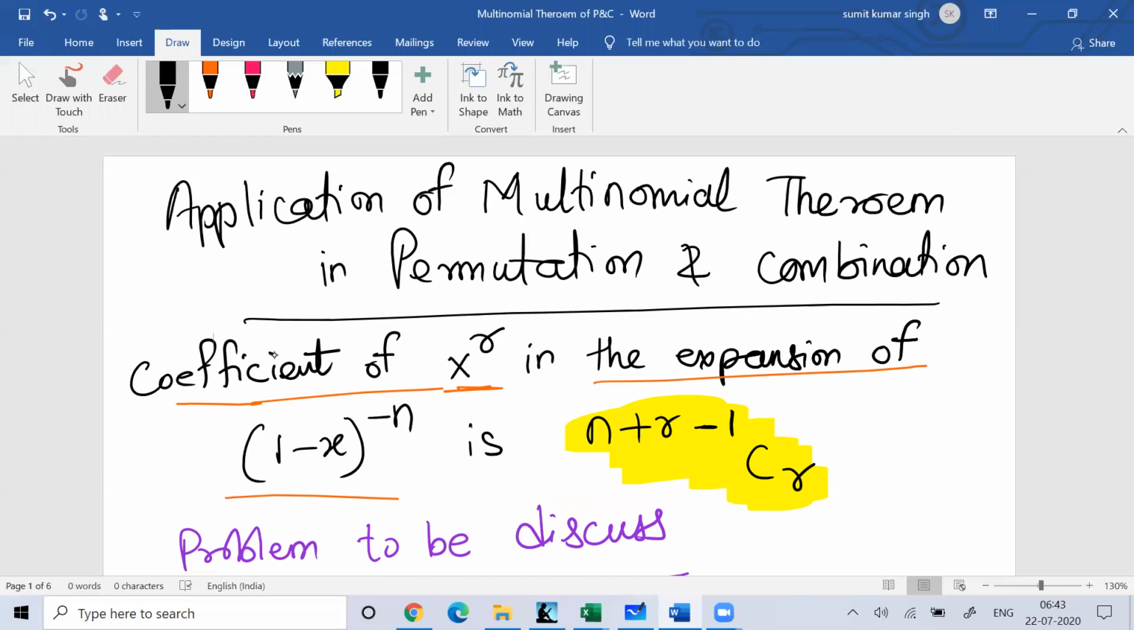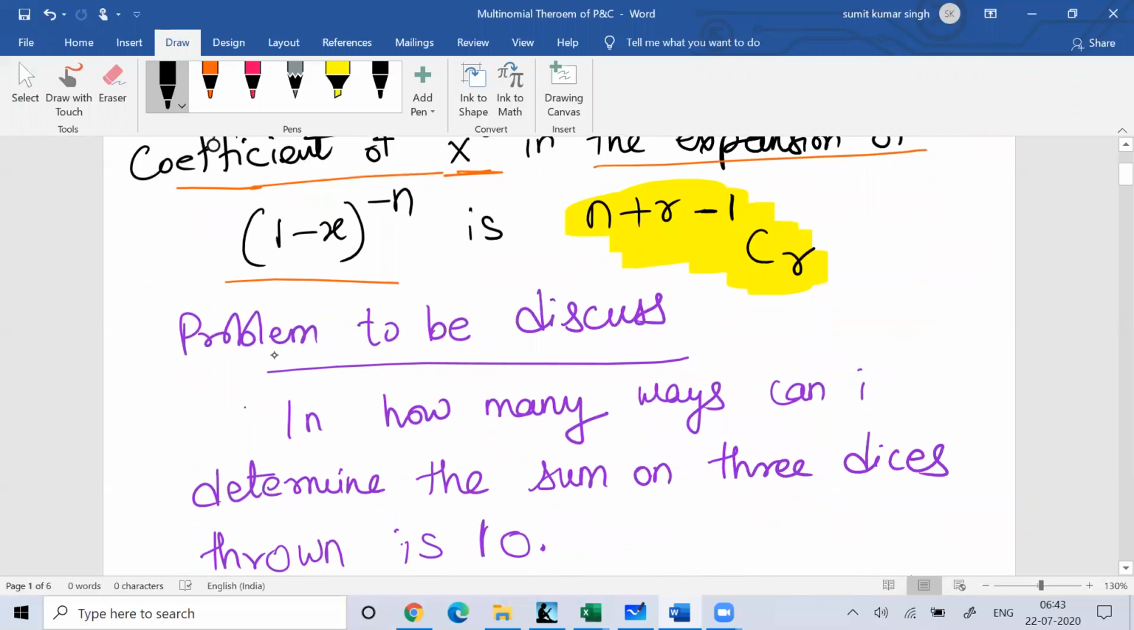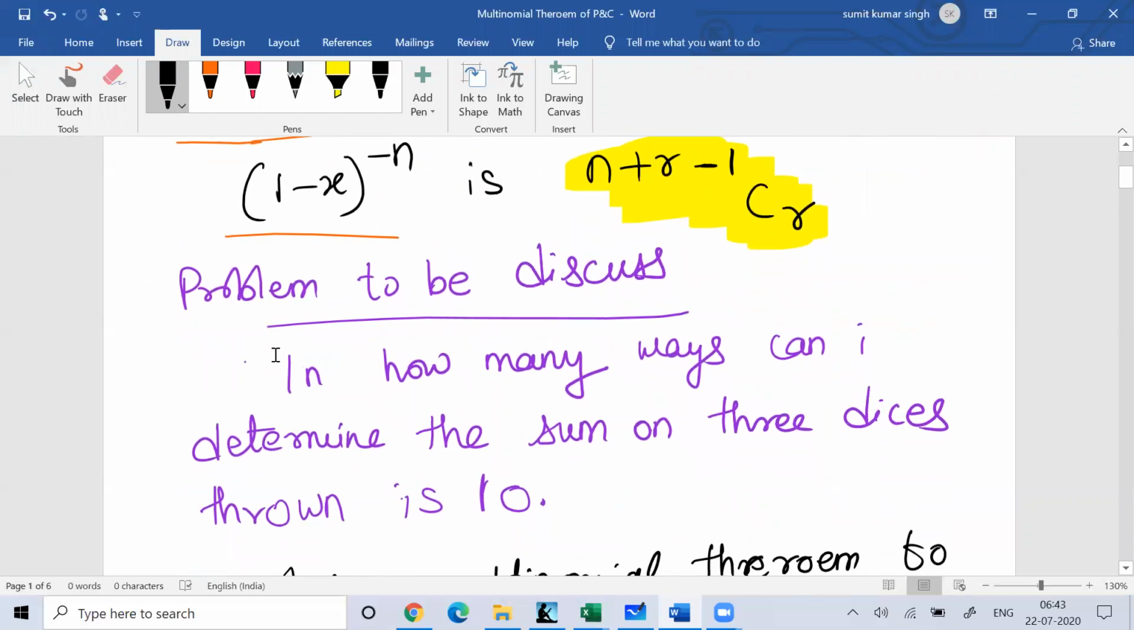And the multinomial theorem will help us solve many numericals which your partition rule cannot help you solve. So that way the multinomial theorem would be very helpful for you. Let me discuss the application of the multinomial theorem in the same problem: the sum on three dice is 10. You know the answer, 27.